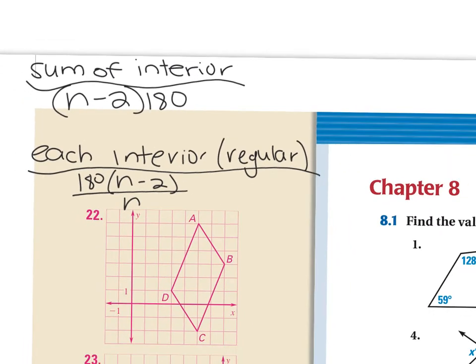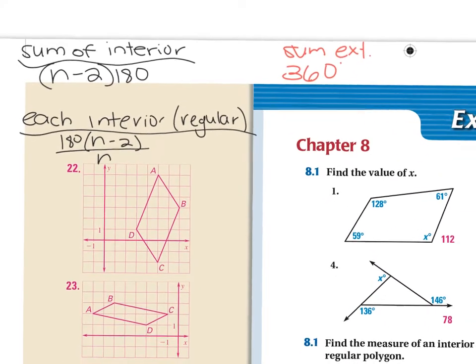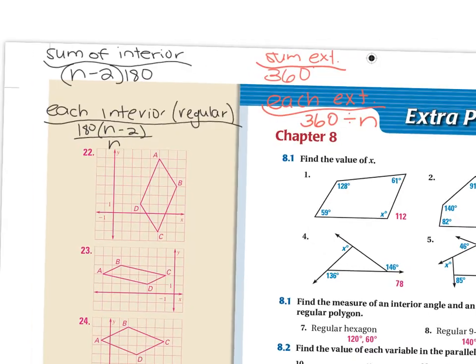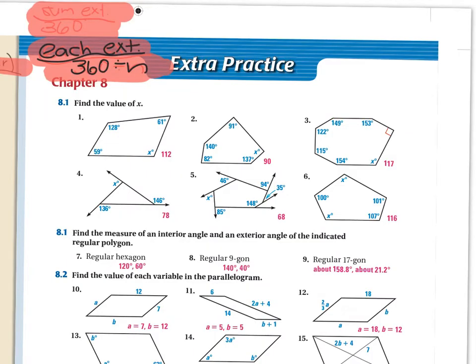And then the sum of the exterior angles is 360 no matter how many sides. And each exterior angle would be 360 divided by the number of sides. So for 1, for 2, for 3, and for 6, those are all interior angles.